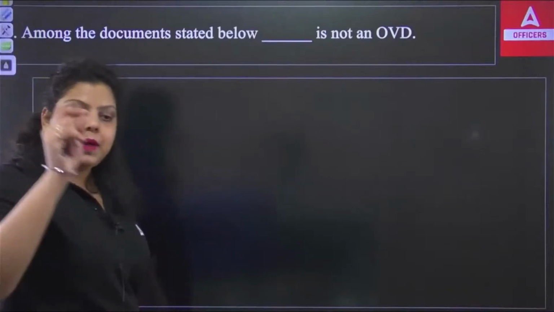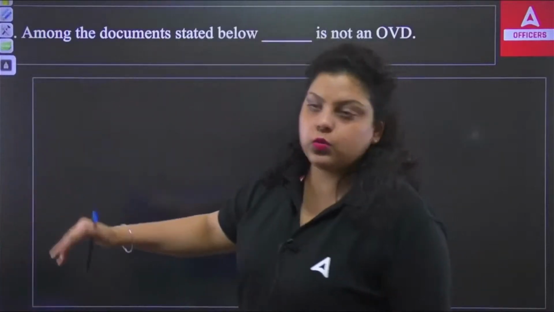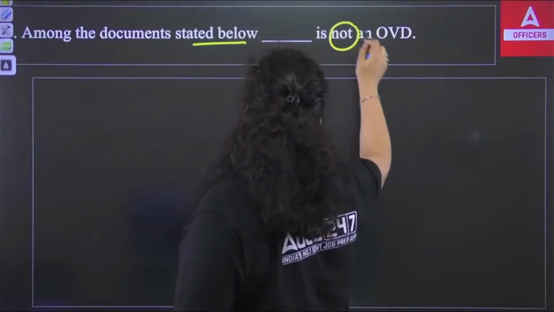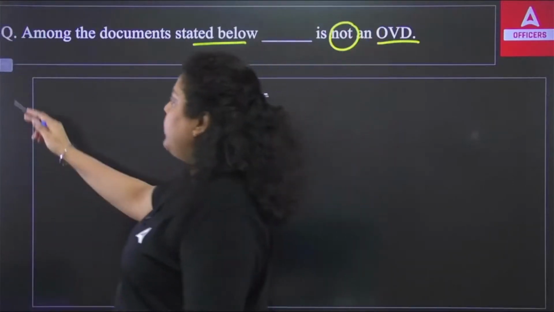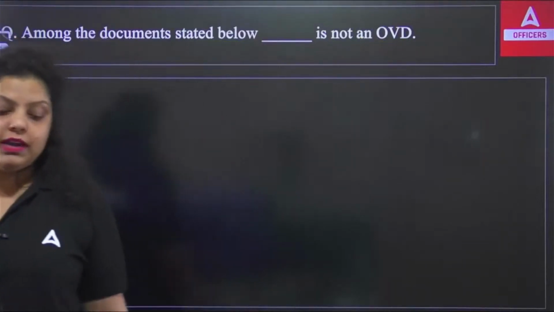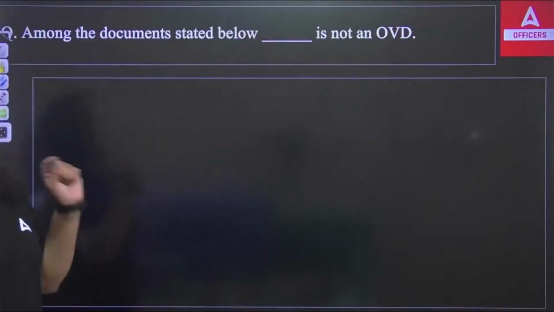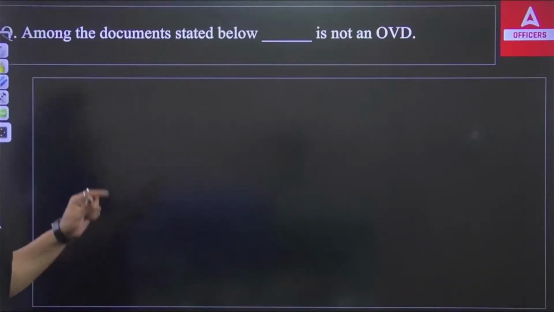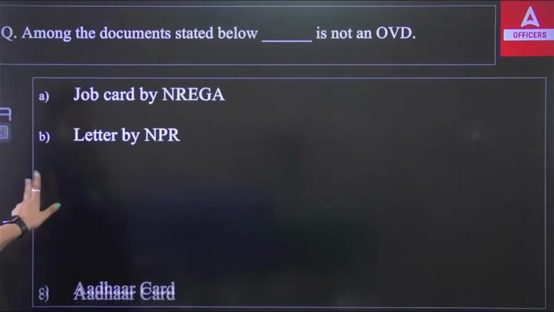Okay, now the next question we have: among the documents stated below, which is not an OVD? So OVD is what? Officially valid document. A certain list of officially valid documents are there. We have 6 officially valid documents. Out of those 6, which of the following is not a part of it?